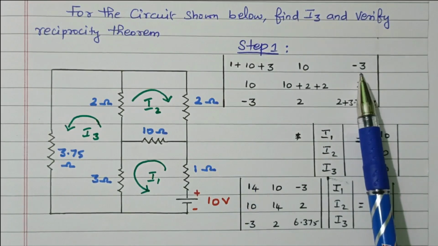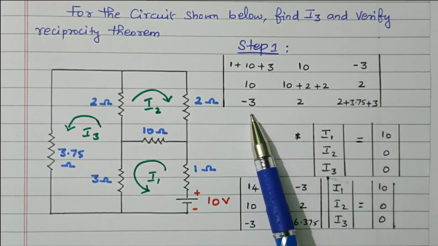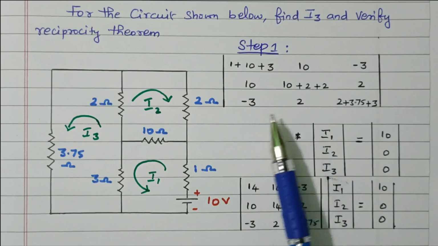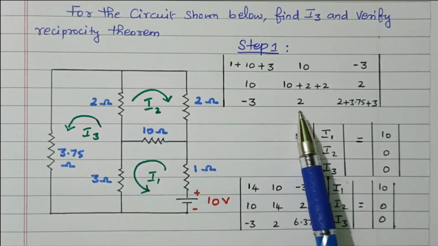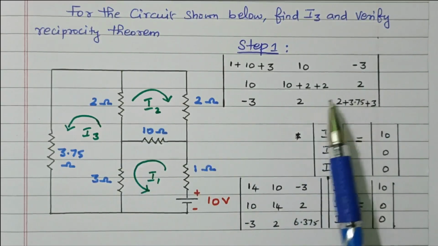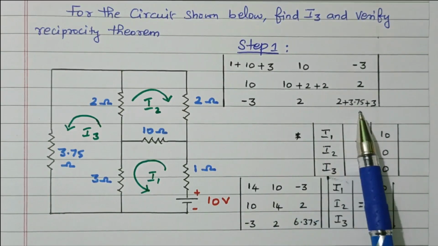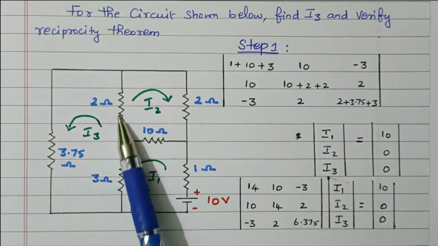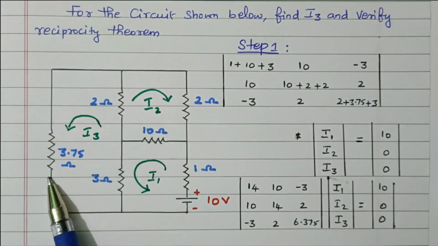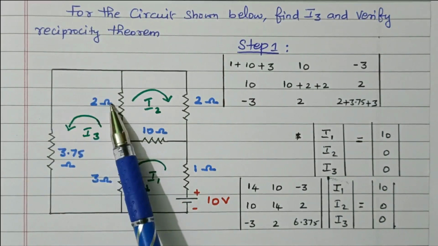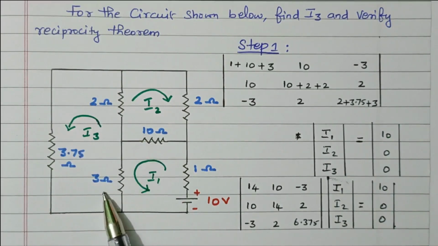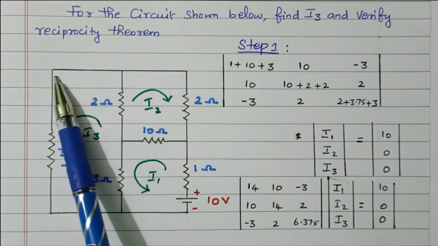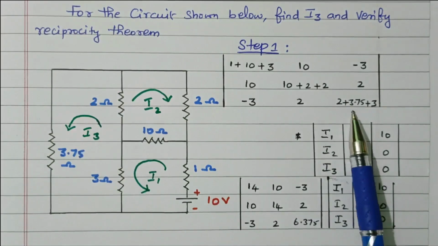So very similar to this. This is R13, this is R31. Then this is R32, third loop and second loop. This is 2 ohm, very similar to this. This is R32, this is R23. And the final one, this is R33, the resistance available in the third loop. This is the third loop. What are the resistors available? 2 ohm, 3.7 ohm and this 3 ohm. So the total resistance available in the third loop is this one, right?